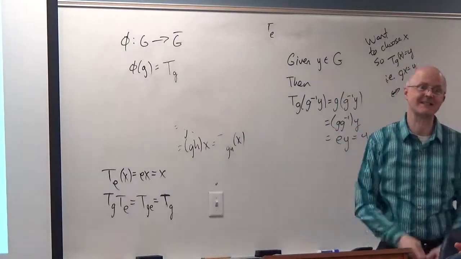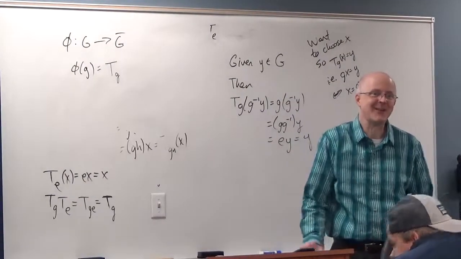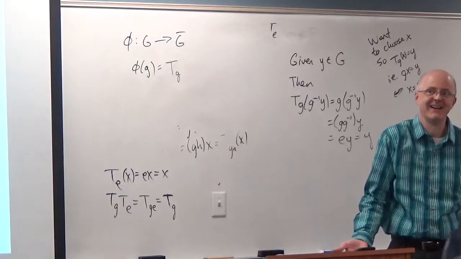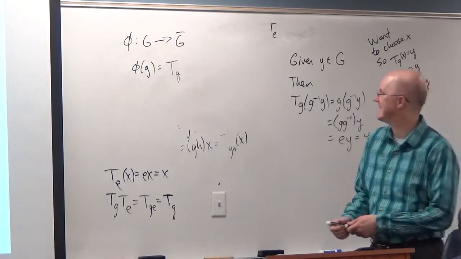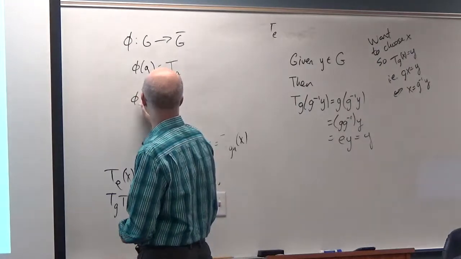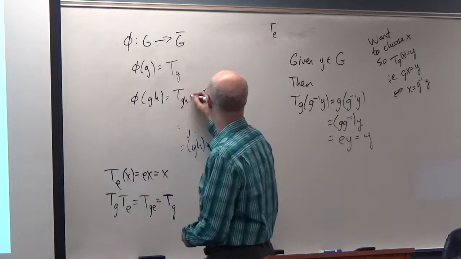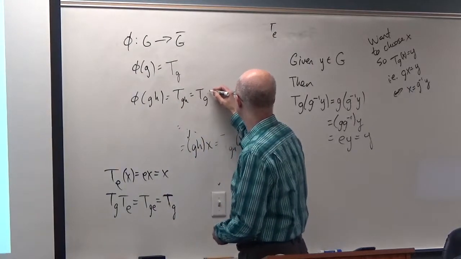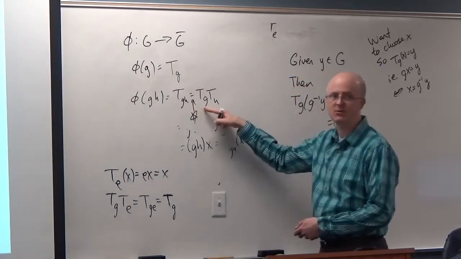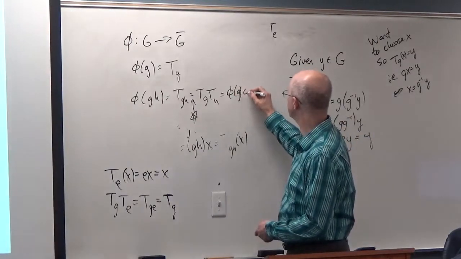It's not obvious that this is an isomorphism. It's the only thing you could possibly try, though, that makes any sense to try. And fortunately, it is an isomorphism. For example, it is operation preserving. Once again, because of the key equation, that T sub GH would be T sub G composed with T sub H. And this is the same as phi of G composed with phi of H.